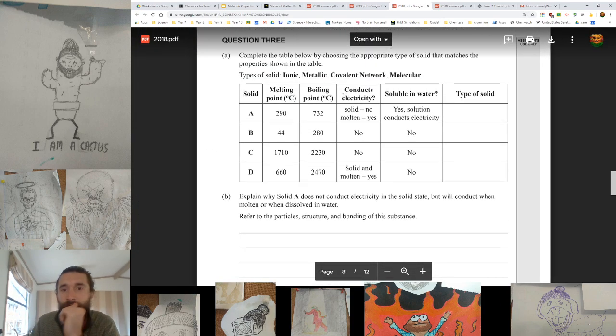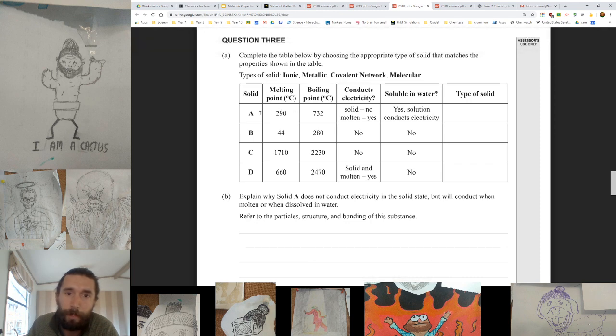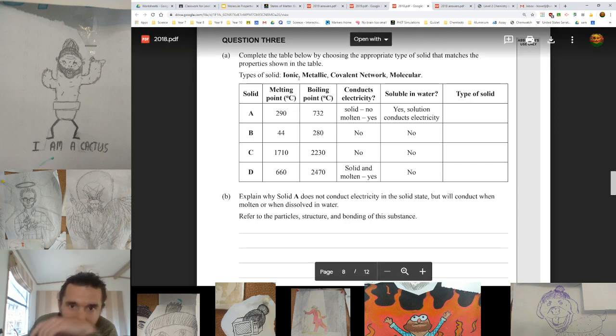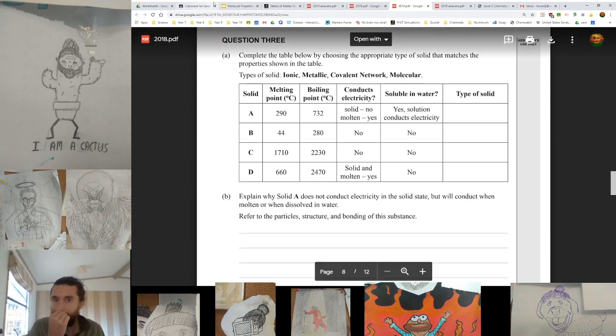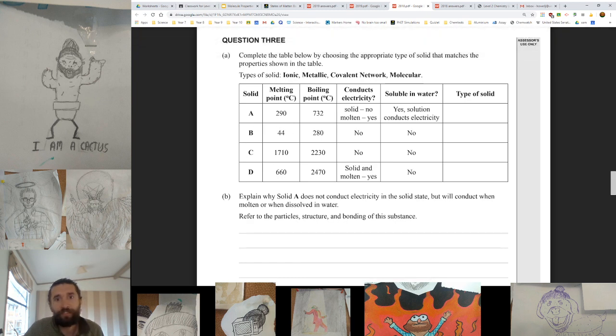So here is one from 2 years ago. We have 4 different solids: ionic, metallic, covalent network, and molecular. We haven't looked at the middle 2 yet, but we have to decide which one is ionic and which one is molecular. So firstly, I'll look at molecular, and I'll go, the thing I know about molecular, which I learned before, is that they have low melting and boiling points. So which one of those have the lowest melting and boiling point? B, 44 and 280. Conducts electricity? No. Okay, that's good. Soluble in water?